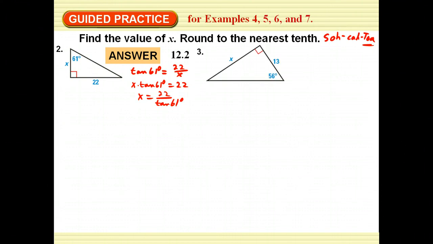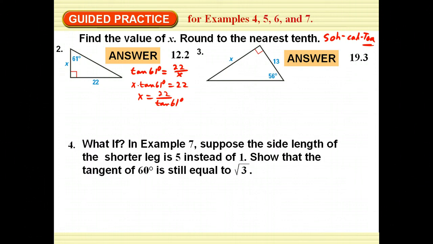In this problem, once again, I have 56. I notice it is the opposite and the adjacent. I'm not dealing with the hypotenuse here. So once again, that's tangent, so it will work the same way. Simply plug in and do the proper algebra.